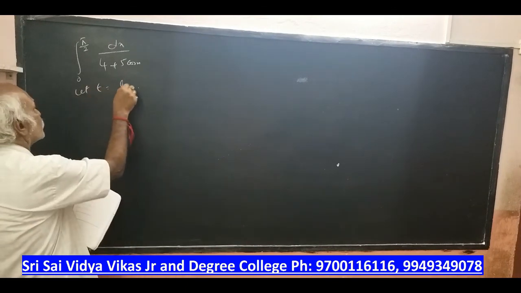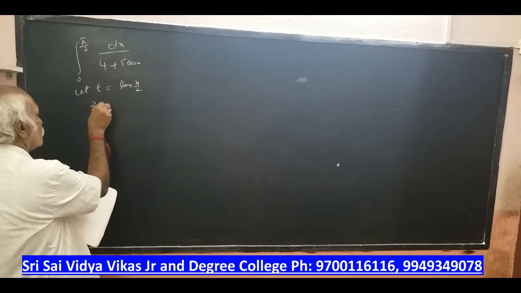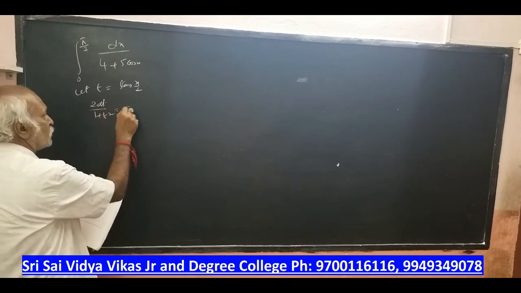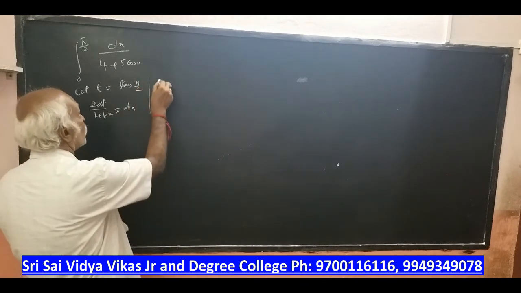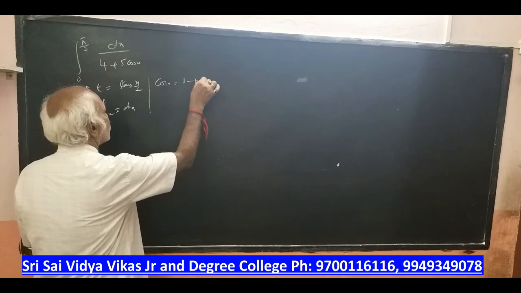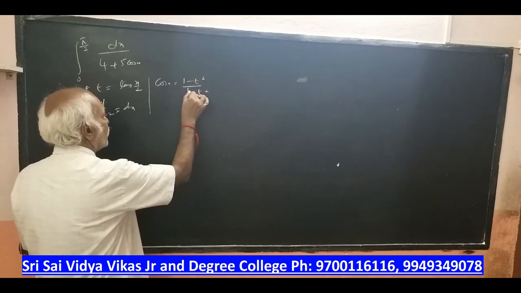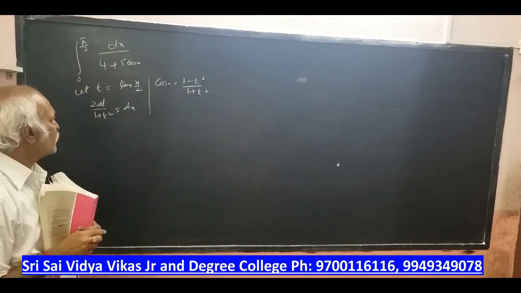We have done this using tan x by 2. Let t is equal to tan x by 2. Then 2 dt by 1 plus t square is equal to dx. Next, cos x is equal to 1 minus t square by 1 plus t square. We are applying the tan formula, cos in terms of tan.